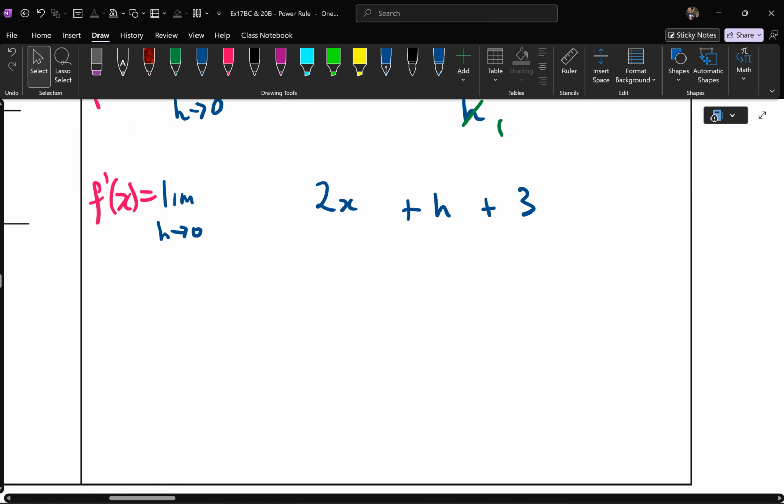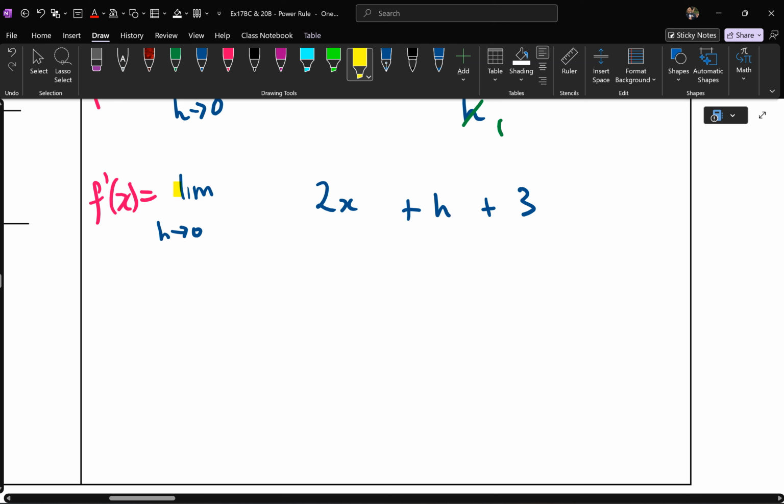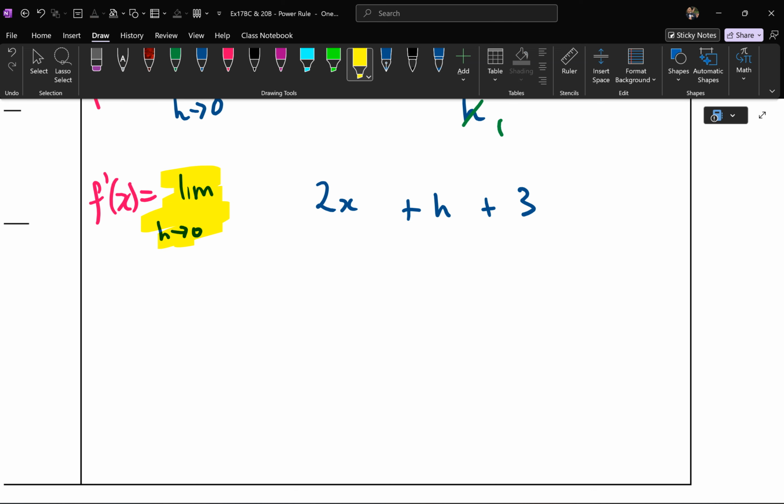If that's to find the derivative, limit of h approach 0, what does this mean? Whoops. What's going on there? Whoops. It's a bit laggy. Limit of h approach 0. What does this mean? What does limit of h approach 0 mean? Can I please have, let's go with Milena. What does this mean again?